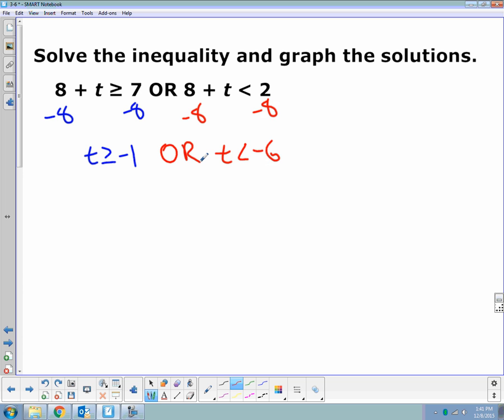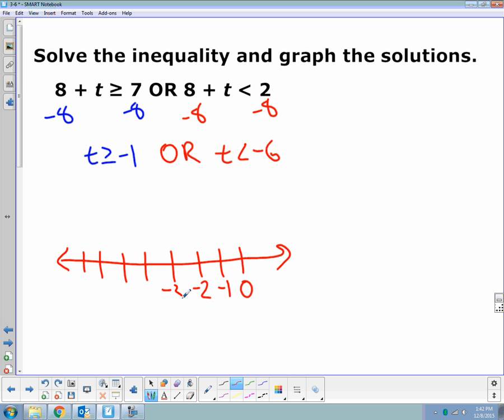We're going to graph it. So we got -2, -1, 0, 1, 2, 3. Oops, sorry, missed it. So we've got -7, -6, -5, -4, -3, -2, -1, 0. Got to have both our solutions on there, one on either side. All right, so T is greater than or equal to -1. So what numbers are greater than or equal to -1? Well, 0. 0 is greater than -1. So my arrow is going to point in that direction.